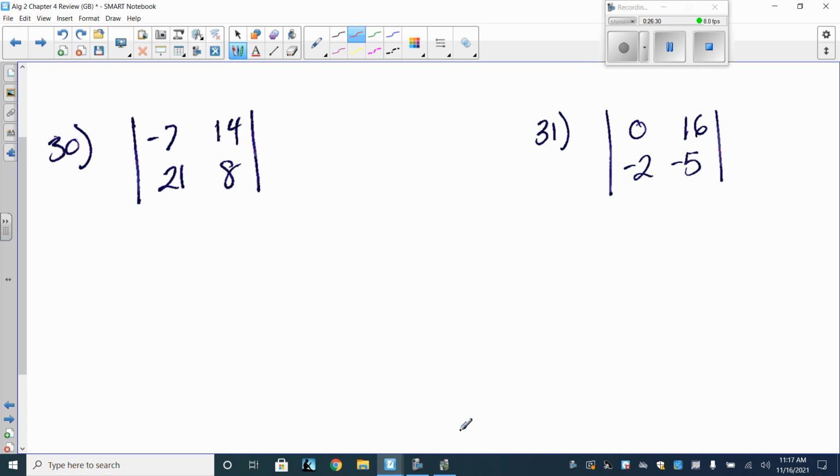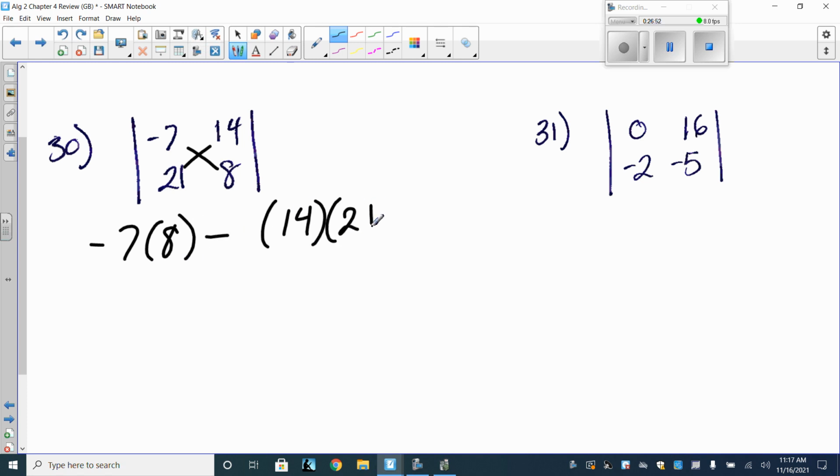at the top of the page for problems 30 through 35, find the determinant of each matrix. For a 2 by 2, we're doing the cross method. I think Kansas calls it the butterfly method. So going from left to right, we're going to do negative 7 times 8 minus 14 times 21. And we can calculate that out.